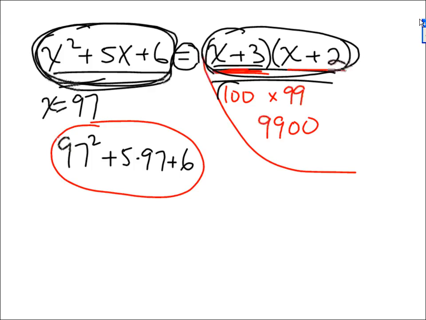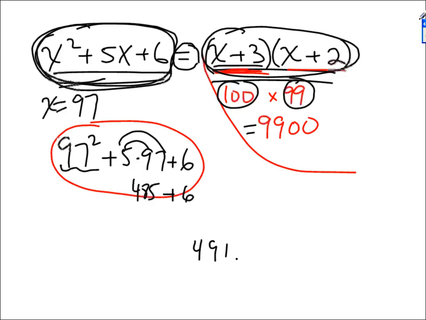97 plus 3 is not a hard problem. 97 plus 2 is not a hard problem. The product is not hard. Calculating 97 squared, that's hard. 450 and 35, 485. That wasn't so bad. Plus 6, so that's 491. You want 9,000? This is going to be 9,409. That's what I claim 97 times 97 is. But that's much too hard to do.